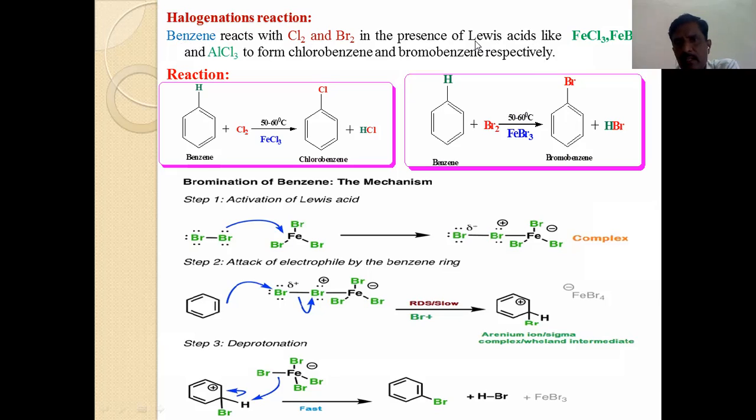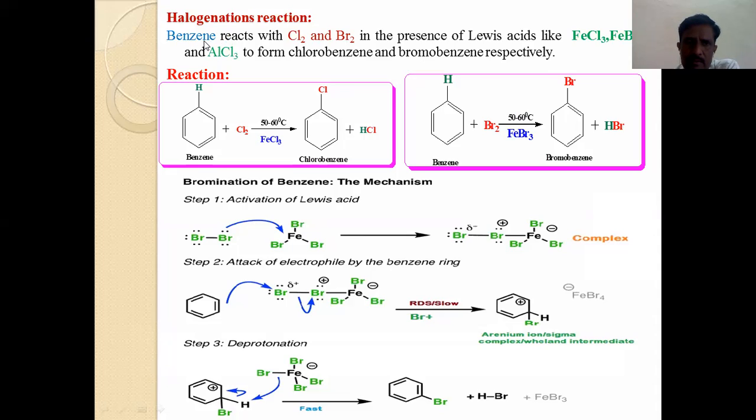The catalysts are Lewis acids. What are the Lewis acids? For example, I have reported a few Lewis acids like ferric chloride, ferric bromide, and aluminum chloride. These three are the best catalysts for the halogenation reaction of benzene. So it produces the product chlorobenzene or bromobenzene. If you use chlorine, the product will be chlorobenzene. If you use bromine, the product will be bromobenzene.